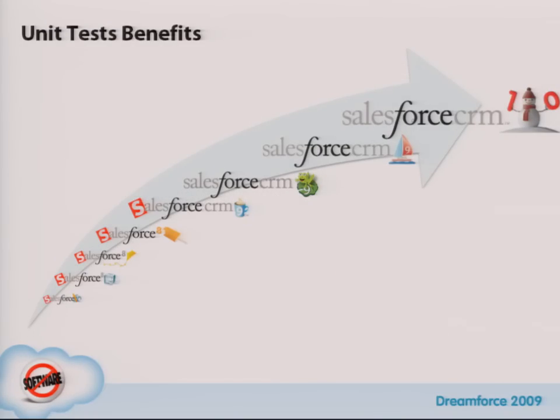OK, so hopefully we're kind of all on the same page about what a unit test is, what they look like. Let's talk about why unit tests are important. And this is a great question. And the way that I answer this question is confidence. So unit tests give you the confidence as a developer that your code is running the way you expect it to run. This is supremely important, right?